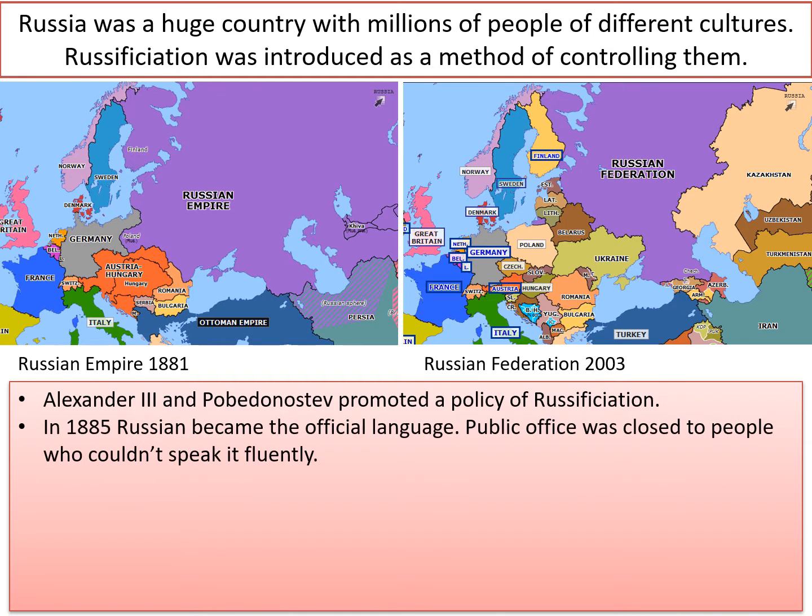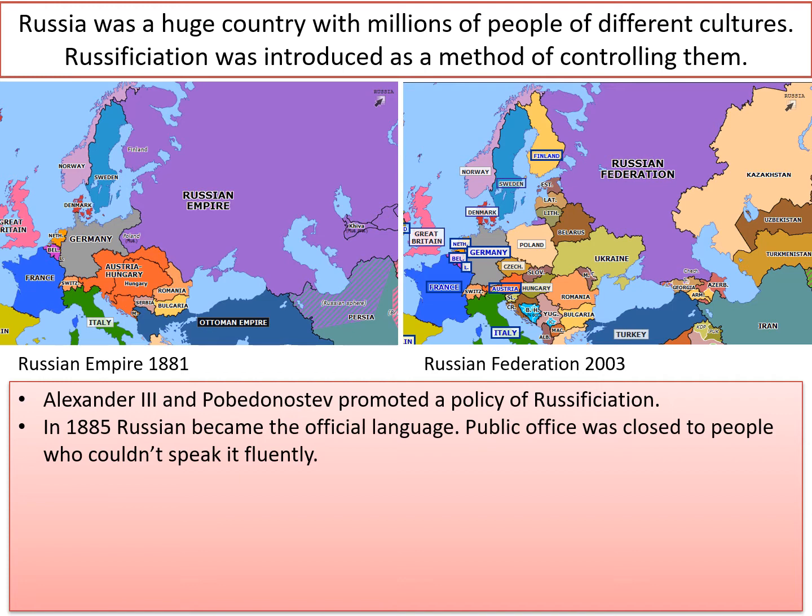You would be Russian, and that would be what you were, and that would be the main thing that you were focused on. So in 1885, Russian became the official language. Everyone in the area, in the first map, everything in purple belongs to the Russian Empire. They would have to speak Russian. That was the first official language.